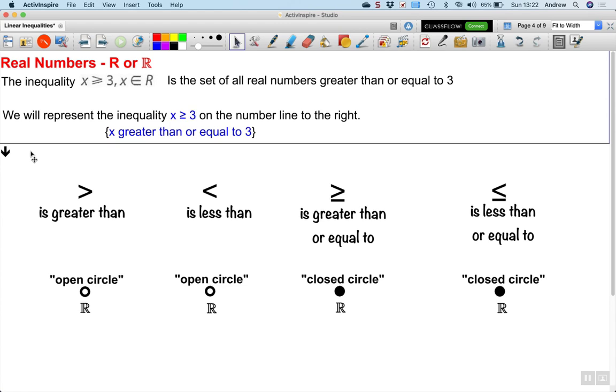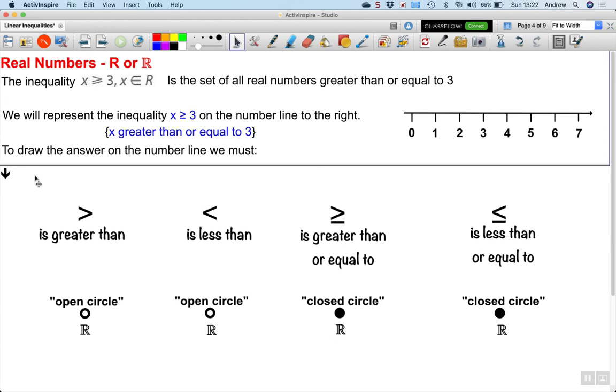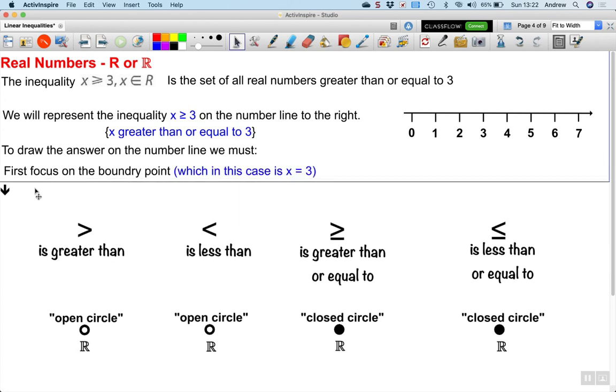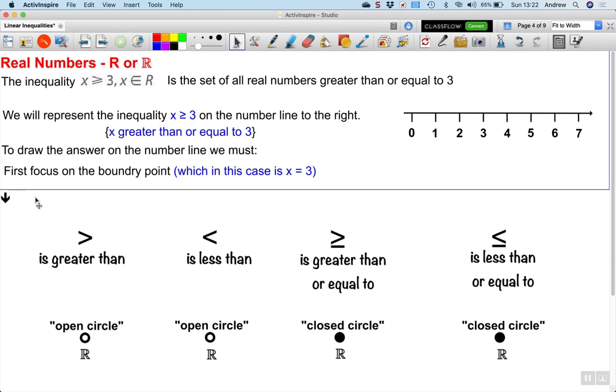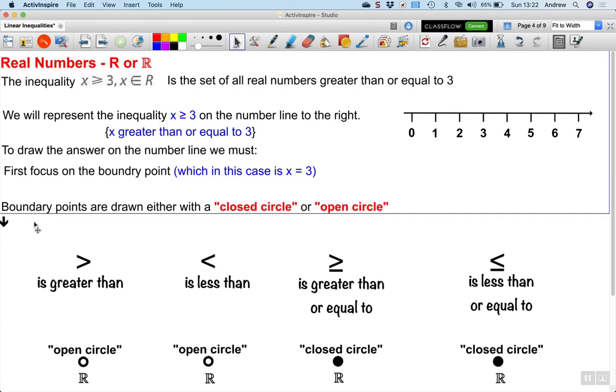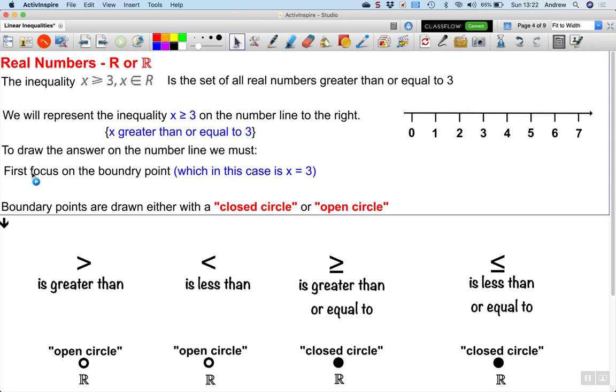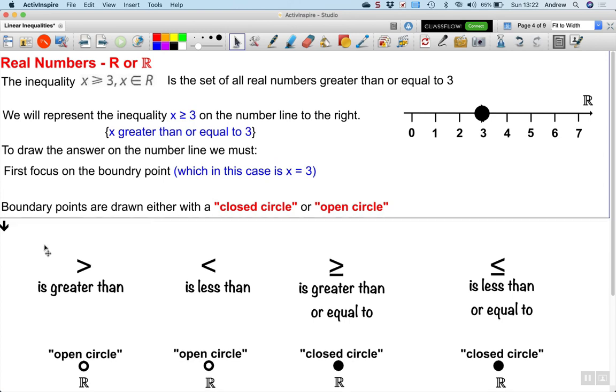We need to represent this inequality on a number line. So what we have to do first of all is draw the number line. Once we've drawn the number line, we have to focus on the boundary point. Now the boundary point is x is equal to 3. Because it says here x has to be greater than or equal to 3, the boundary has to be 3, and it's equal to the 3. And because it's equal to the 3, we use a closed circle.